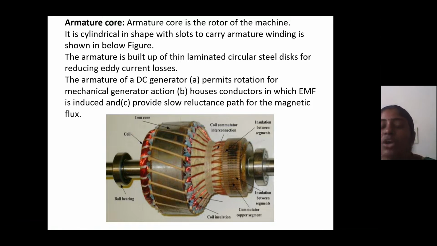So we have to select the appropriate material for constructing a part which helps in the improvement in the output of the machine. The armature of a DC generator permits rotation for mechanical generator action, houses conductors in which EMF is induced. It provides the low reluctance path for the magnetic flux. So these are all the functions of the armature core.